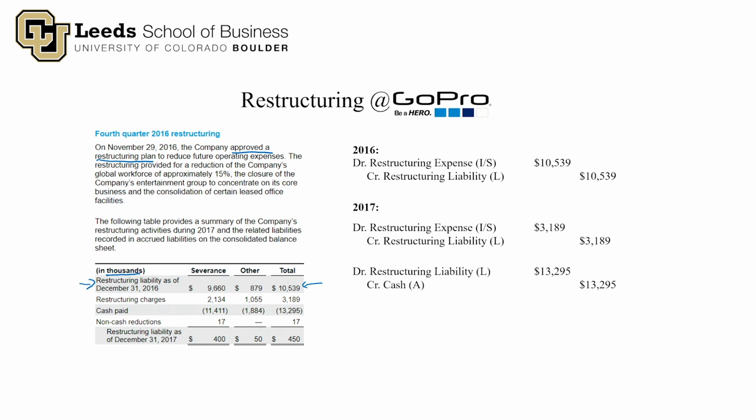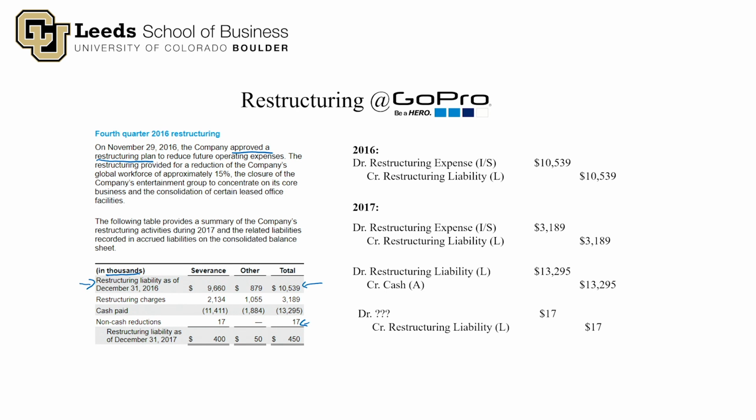And there's a final line here that happened in 2017, non-cash reductions. That might be payment in kind or something like that. So I know that this is going to increase the liability because it's increased liability there in the table. As you can see, it's a positive 17. So it's a credit to the liability, but I don't really know what that relates to. It's a small number, so we don't need to worry about what the debit would be in that case.